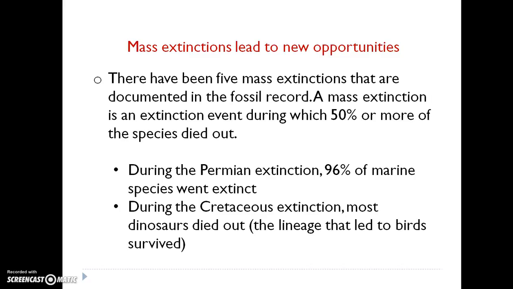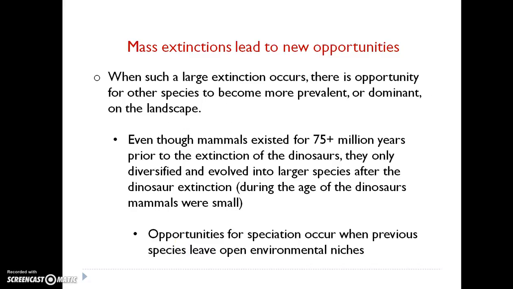A mass extinction is an extinction event during which 50% or more of the species died out. During the Permian extinction, 96% of marine species went extinct, and during the Cretaceous extinction, most dinosaurs died out. The lineage of dinosaurs that led to birds, however, survived.